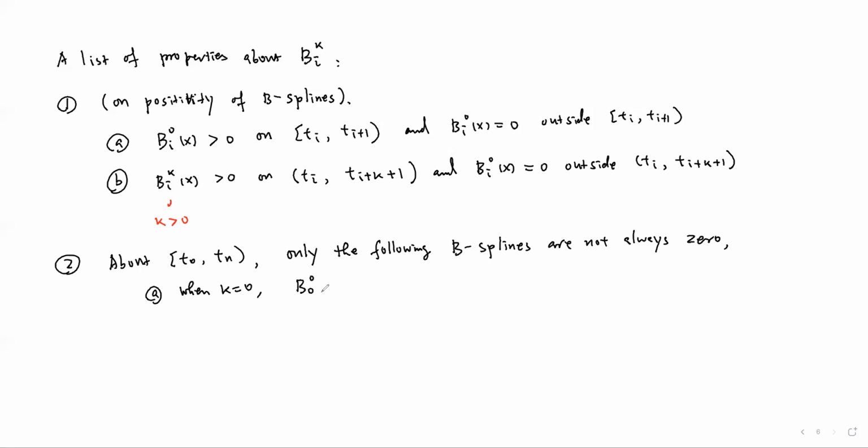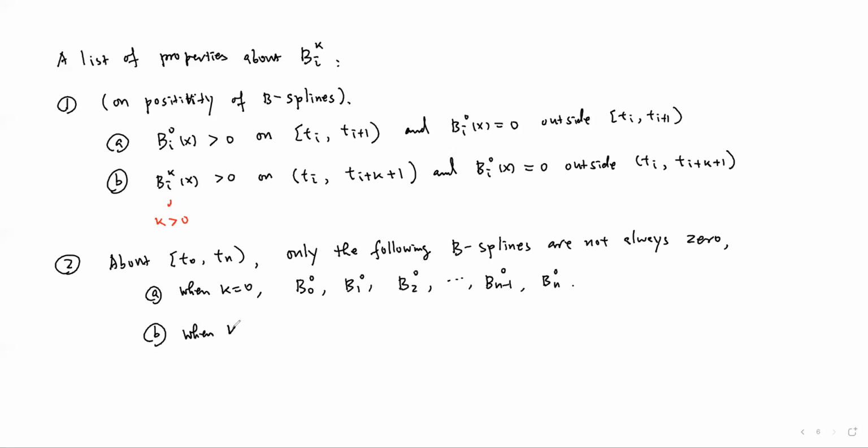When k is 0, then the following spline functions are not always 0: B_0,0, this function is non-zero at some point in this interval, B_1,0, B_2,0, and B_n minus 1,0, B_n,0. Only these n plus 1 spline functions of degree 0 are non-zero over this interval. Then how about when k is greater than 0?